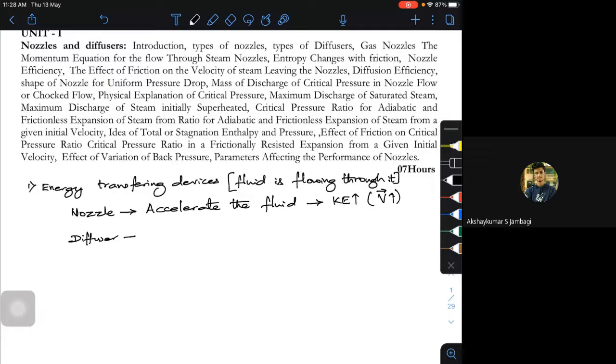Now when I come to the diffuser, it has to decelerate the fluid. So there is a drop in my kinetic energy, which means indirectly there is a drop in my velocity. So this is the basic fundamental of nozzles and diffusers. Nozzle is used to accelerate the fluid so that there is an increase in kinetic energy. Diffuser is used to decelerate the fluid so there is a drop in kinetic energy. These are the basic devices.